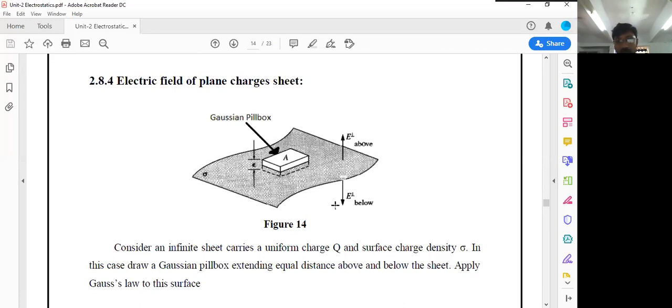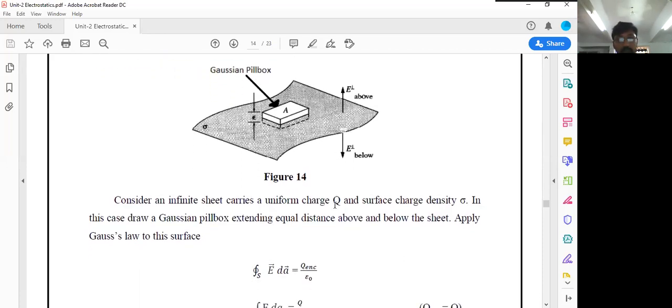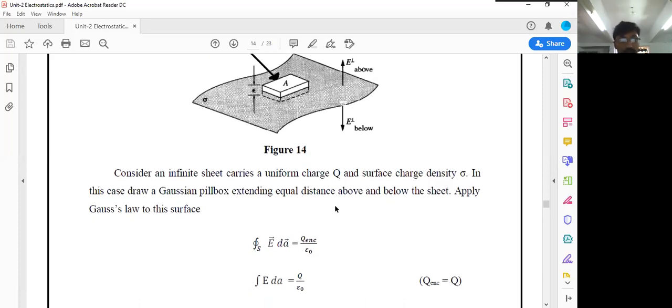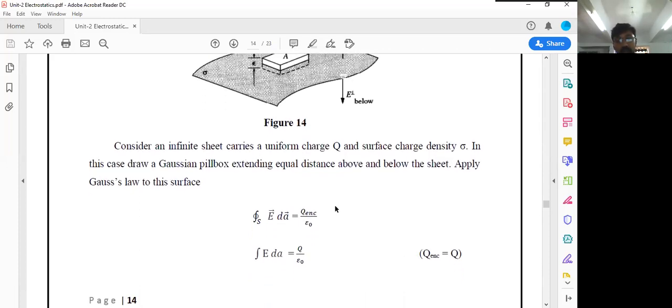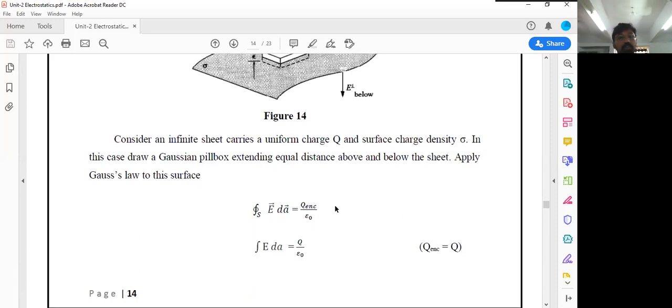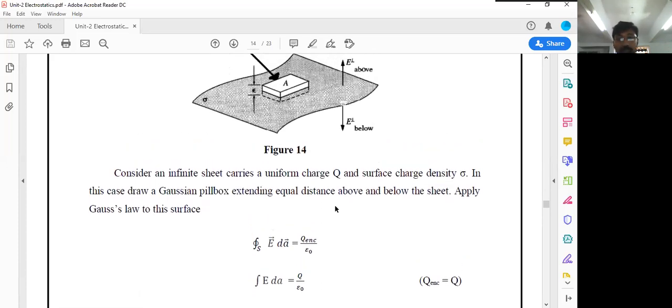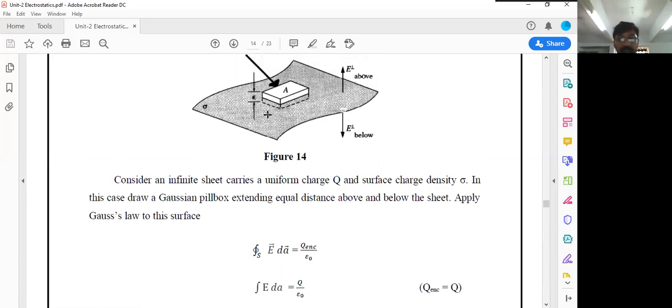Now we will apply Gauss's law. As we know, the equation of Gauss's law is the closed loop integral of E dot dA equals Q enclosed upon epsilon 0. Again, we take Q enclosed equals Q, and in this case the direction of electric field and area are the same. If we consider the area above the sheet, the direction of area is perpendicular to it and upward, and the direction of electric field is also upward, so both are parallel.